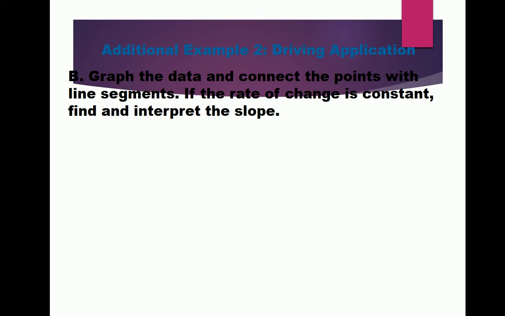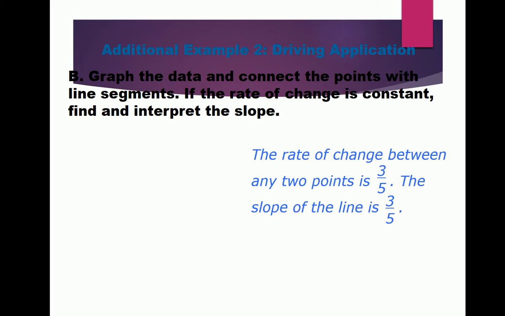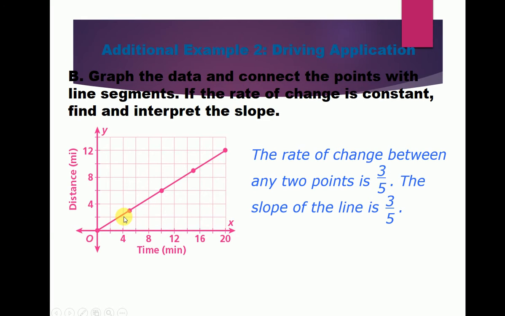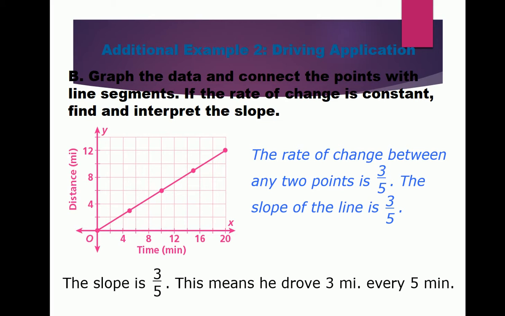What you can interpret from the data is that at any 2 points the slope is 3/5, so when you plot the graph you can see that it's a straight line graph because the slope is constant. Overall, what this is saying is that he drove 3 miles for every 5 minutes. This is what the slope is trying to say.